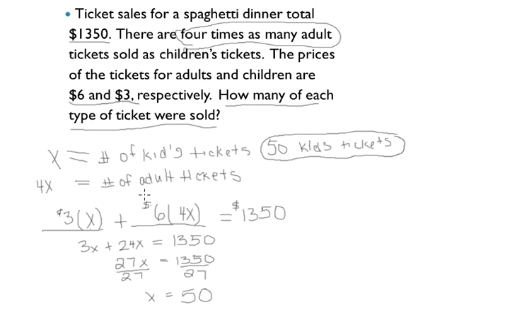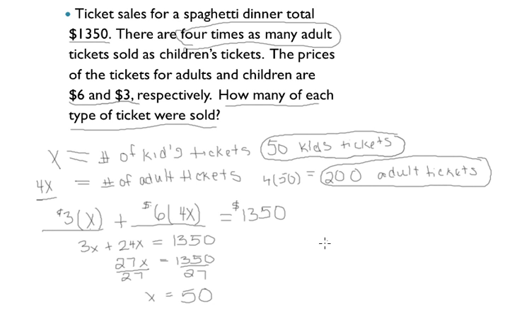My other type of ticket is the adult ticket, and I have an expression. So I have to do the math. 4 times 50 is equal to 200. And so there were 200 adult tickets. And at this point, I have my 2 answers. I have completely answered the question.